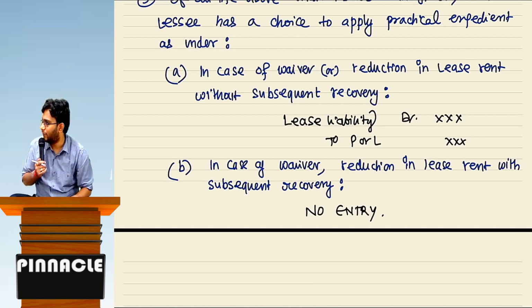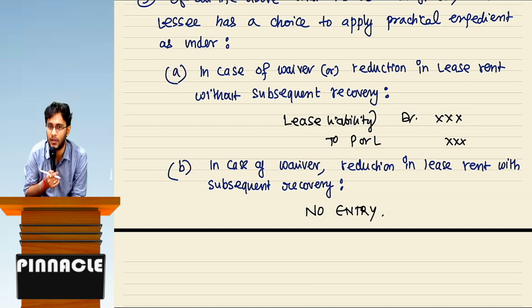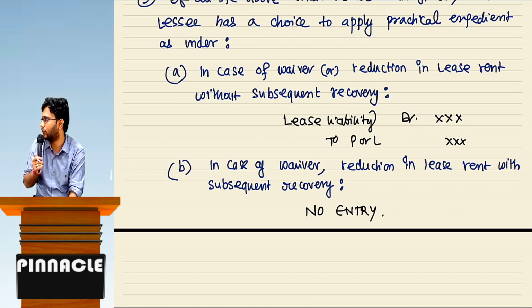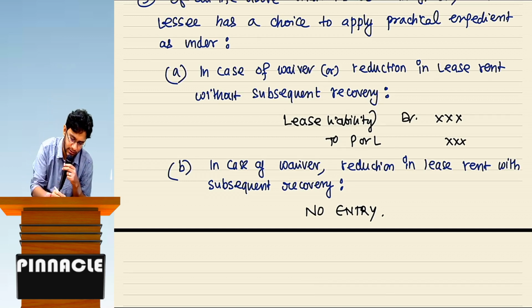Sir, then ACM will fail. No, let it fail. Sir, modification accounting you go and do if you don't want ACM to fail. Let it fail. That's the entire relief. That's what is the relief they gave it to you.